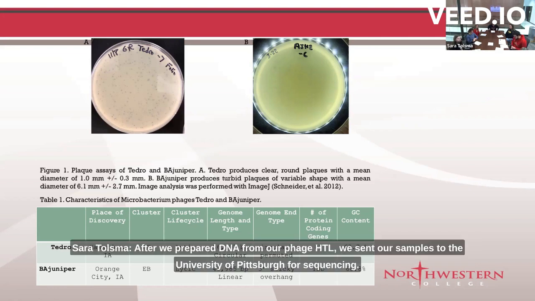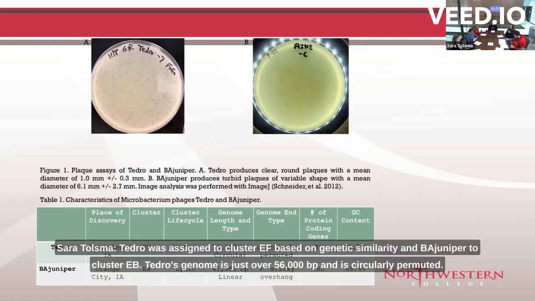After we prepared DNA from our phage high titer lysate, we sent our samples to the University of Pittsburgh for sequencing. Tedro was assigned to cluster EF based on genetic similarity and BAjuniper to cluster EB. Both clusters consist of lytic phages.